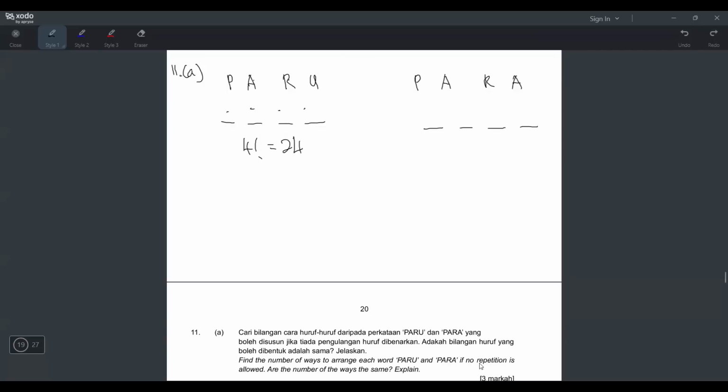Okay. And also they say no repetition. That's why it's like 4 times 3 times 2 times 1. If they say can repeat, then it will be 4 times 4 times 4 times 4. All right. But for this one, it's like that. All right. Let's do the other one. Same here. It will also be 4 factorial because there are 4 options and 4 slots, right? But wait.